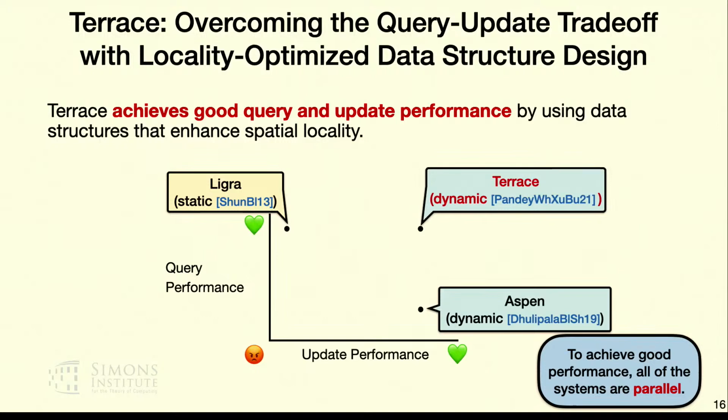And like I was saying, Terrace achieves good query and update performance. The query performance is comparable to Ligra's, and the update performance is comparable to Aspen, by designing these cache-efficient data structures.